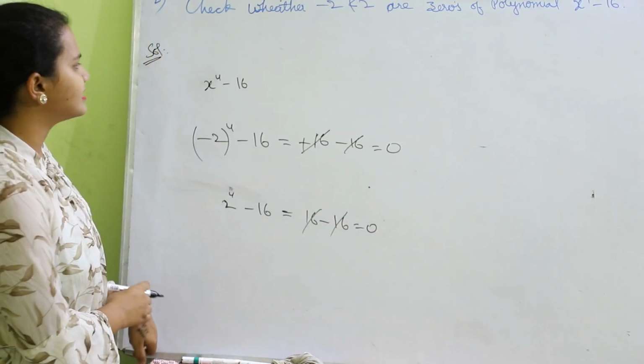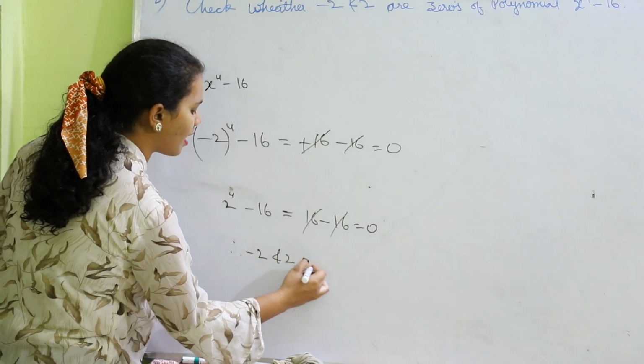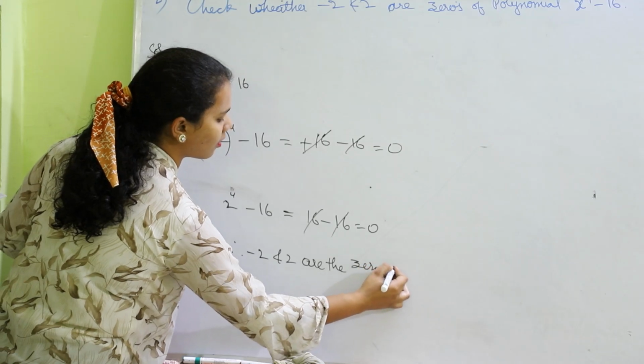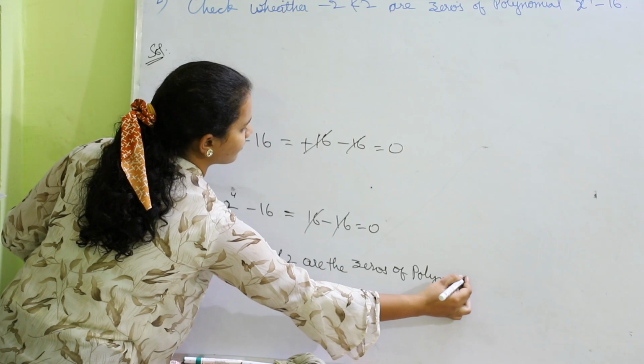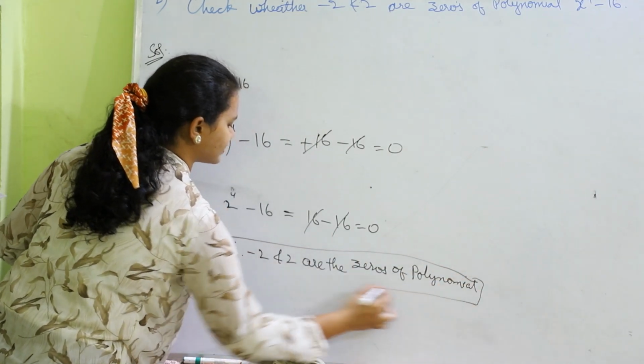So therefore we can say, minus 2 and 2 are the zeros of the polynomial. Clear? Let me explain it once again.